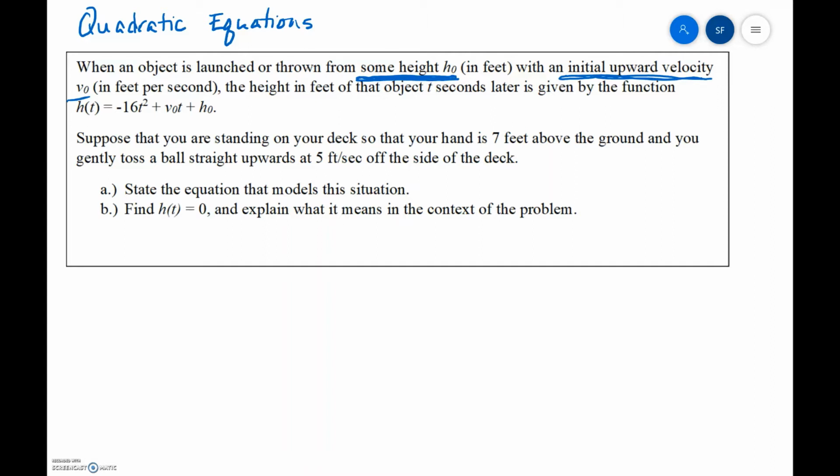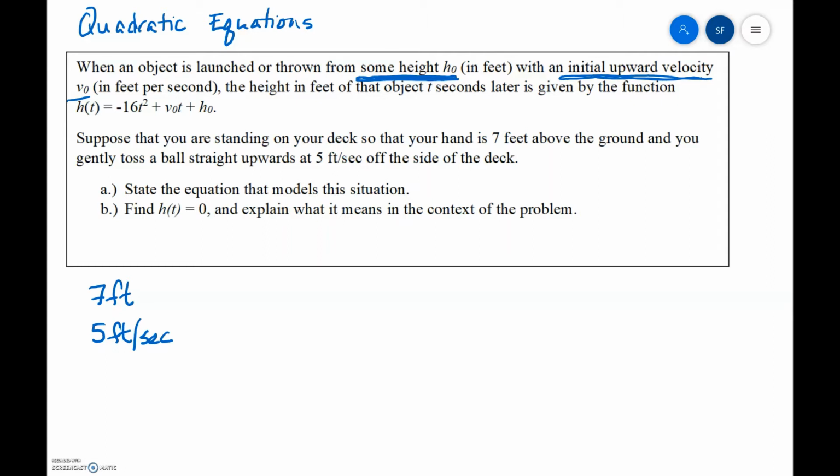So let's look at our example. Suppose you're standing on a deck so that your hand's 7 feet above the ground, and you gently toss a ball straight upwards at 5 feet per second off the side of the deck. So in there, we're given 2 bits of information. We're given this 7 feet, and we're given this 5 feet per second.